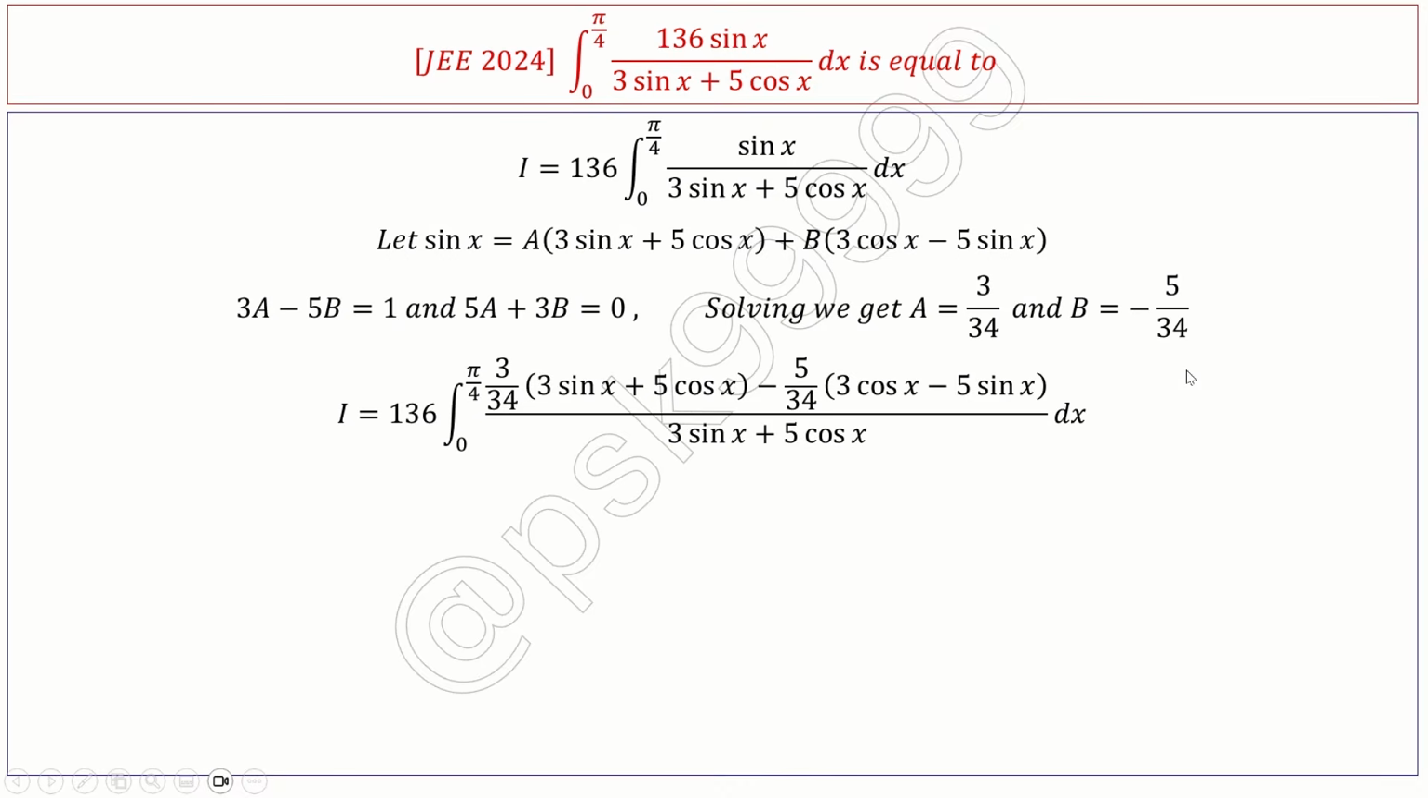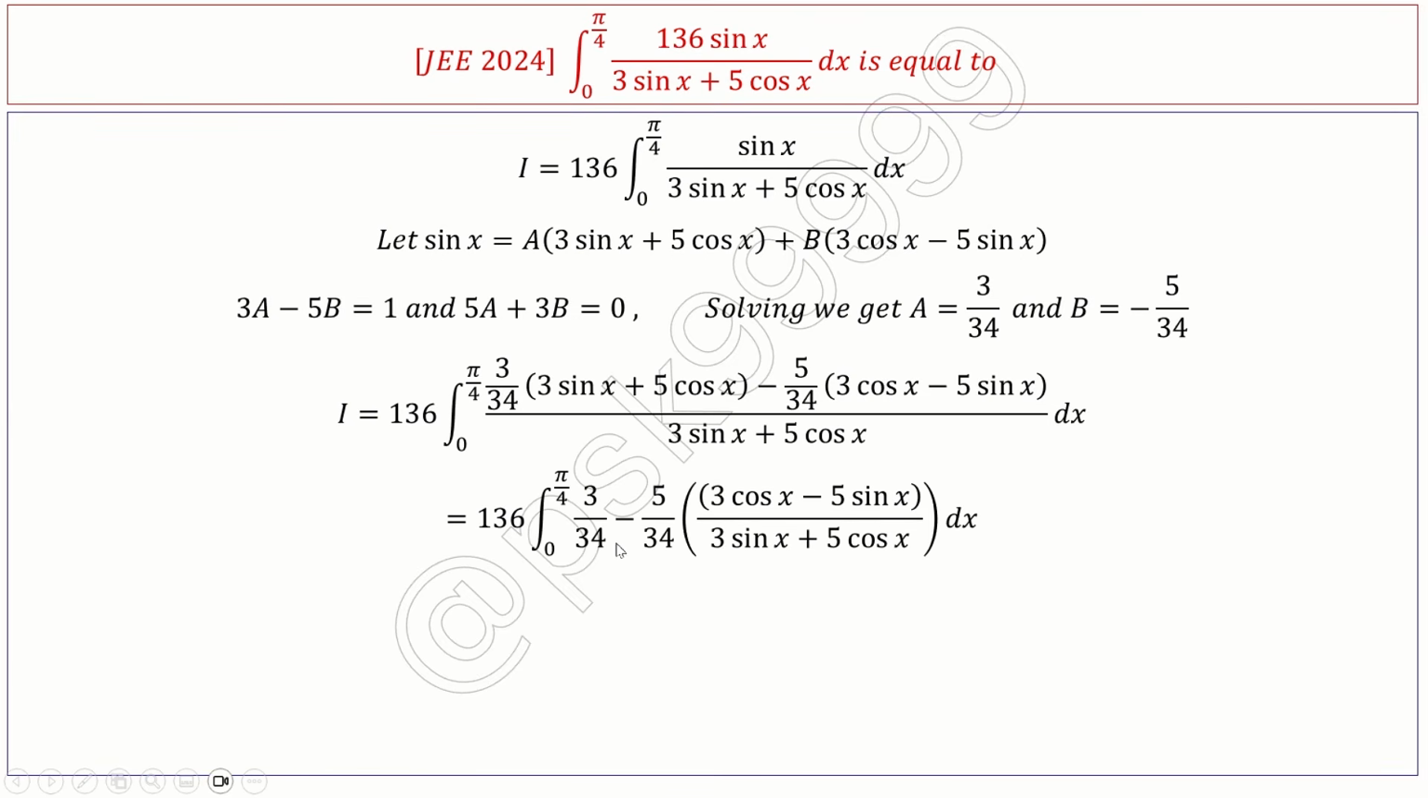Now you write it again. Okay, simply the numerator has become, I is 136 times integration from 0 to pi by 4, 3 by 34 into denominator minus 5 by 34 of differentiation of denominator. In both these cases, it is very easy to solve the integration. How? This is nothing but integration of 3 by 34, because I can cancel this, minus 5 by 34 of differentiation of denominator by denominator dx. Now, if I take this as t, this is gone, dt, this will become 1 by t, integration of 1 by t, which is very, very simple.